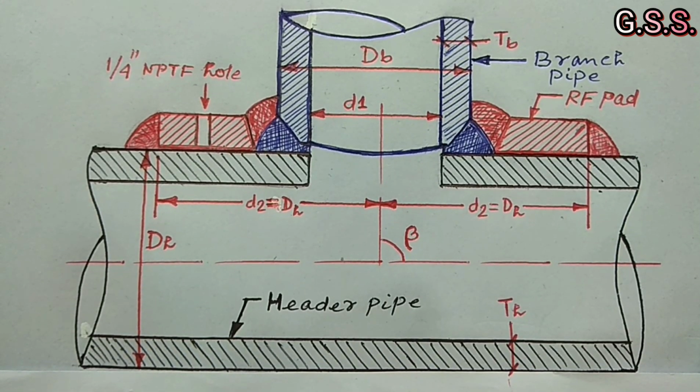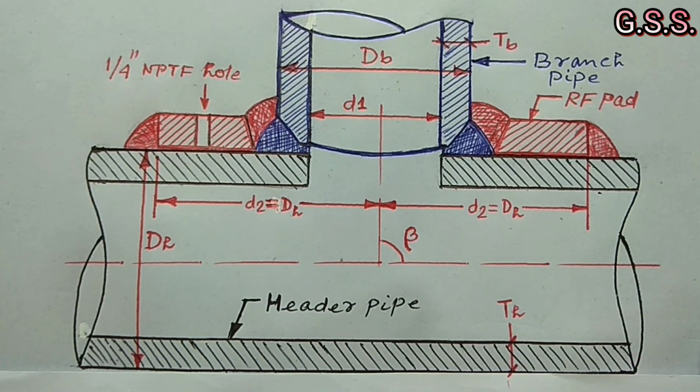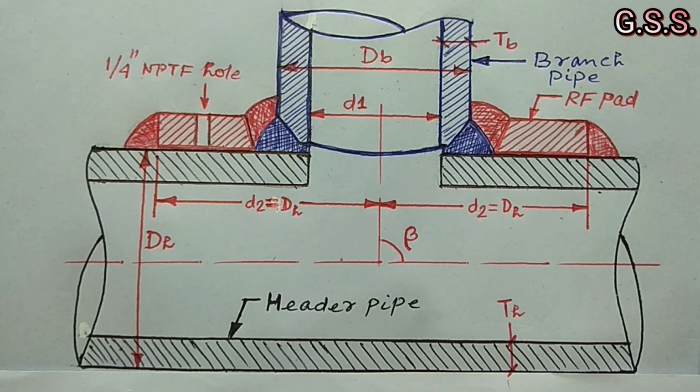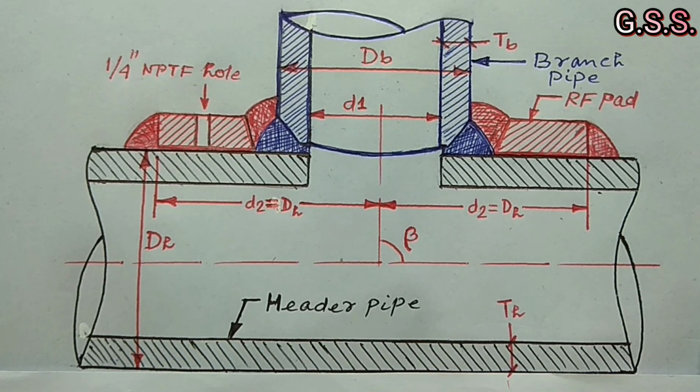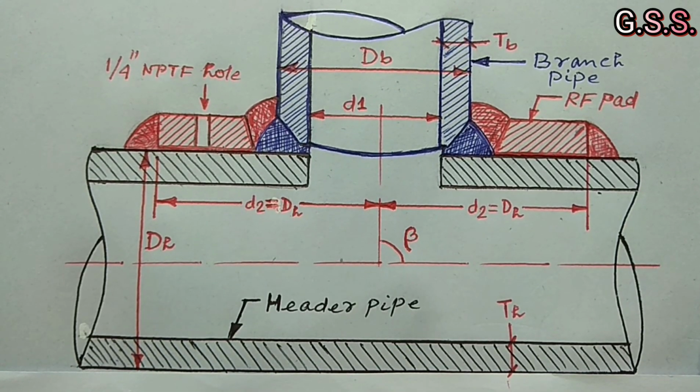A small weep hole of 1/4 inch NPTF is normally drilled on the pad before mounting the pad for welding. Through this hole, entrapped gas, which is generated during the welding, is vented. Otherwise, the RF pad will become a jacketed vessel. Also, this weep hole is used for testing leakage through the RF pad using air or soap. Once the welding and testing is completed for the RF pad, the small weep hole is sealed using a plug.